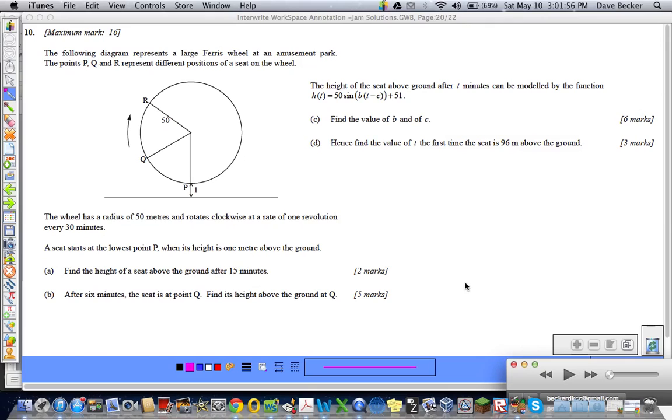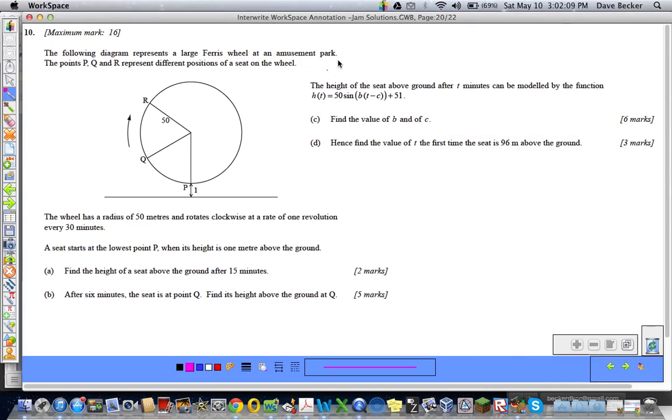And they just love the old Ferris wheel, don't they? Yes, they do. All right, let's get to it. Not as bad as it looks. B's a little challenging, I'll give you that, but everything else, not so bad.